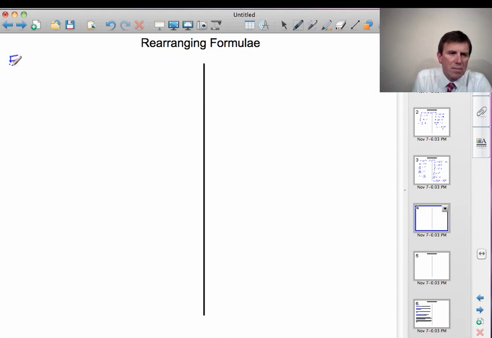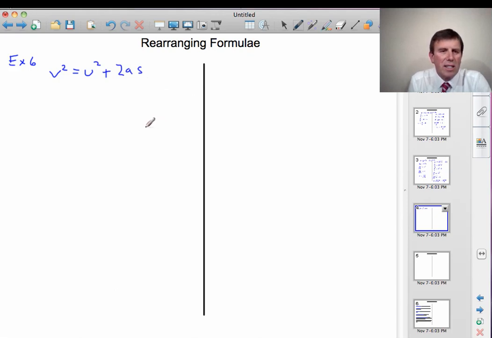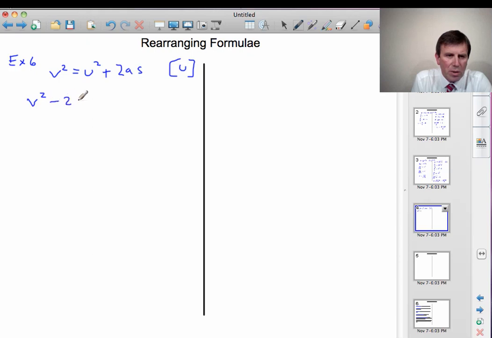Example 6. V squared equals U squared plus 2AS. A well-known formula from physics, where v is the final velocity, u is the initial velocity, a is the acceleration, and s is distance. And I'm going to make u the subject. So first of all, I need to isolate the u squared, which involves taking the 2as to the other side of the equation. So v squared minus 2as is equal to u squared.